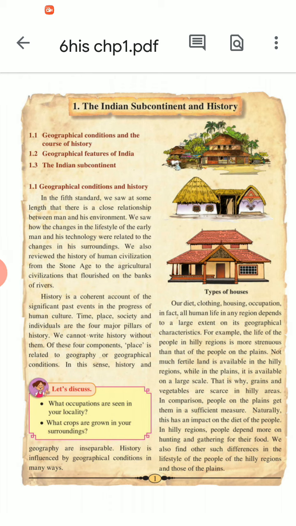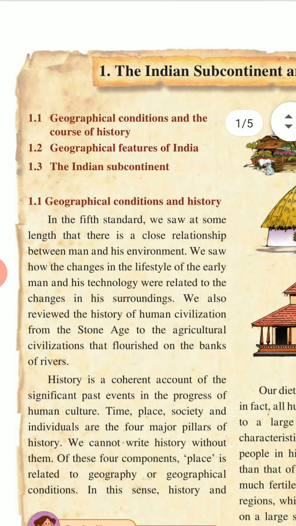We are going to learn History Chapter 1, the Indian Subcontinent and History. Let's go ahead and read the chapter. 1.1, Geographical Conditions and the Course of History. 1.2, Geographical Features of India. 1.3, The Indian Subcontinent. Let us start with 1.1, Geographical Conditions and History.